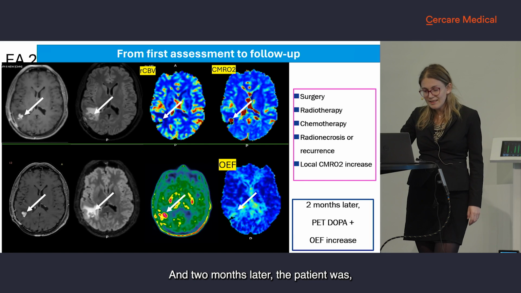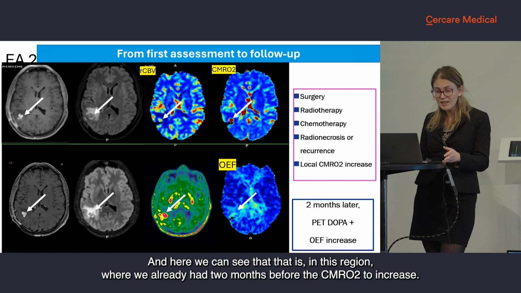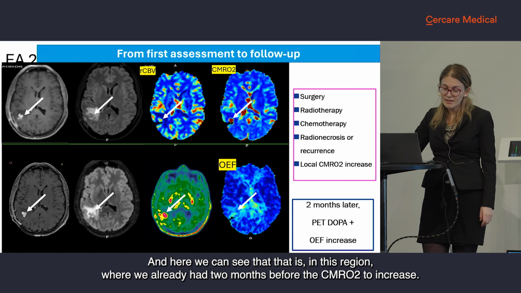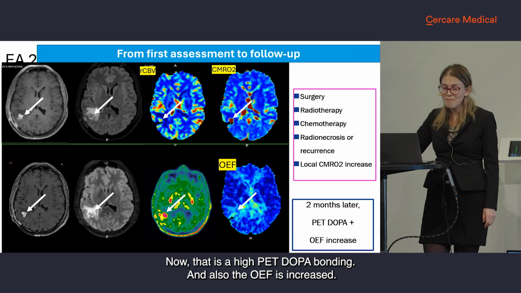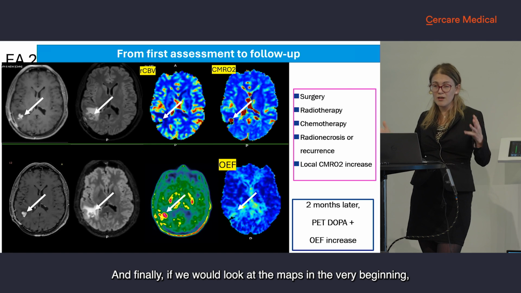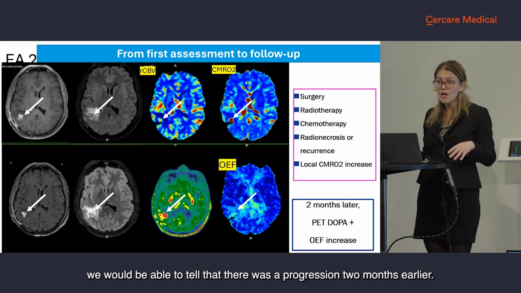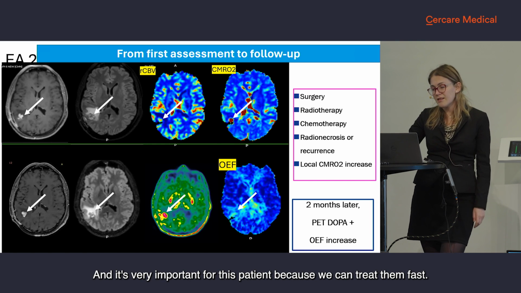Two months later, the edema was increasing, and the patient underwent PET-MR. Here we can see that in the region where we already had the CMRO2 increase 2 months before, there is now a high PET DOPA binding, and the OEF is also increased. So it was actually a progression, and if we had looked at the maps in the very beginning, we would have been able to tell there was a progression 2 months earlier. This is very important for this patient because we can treat them faster.